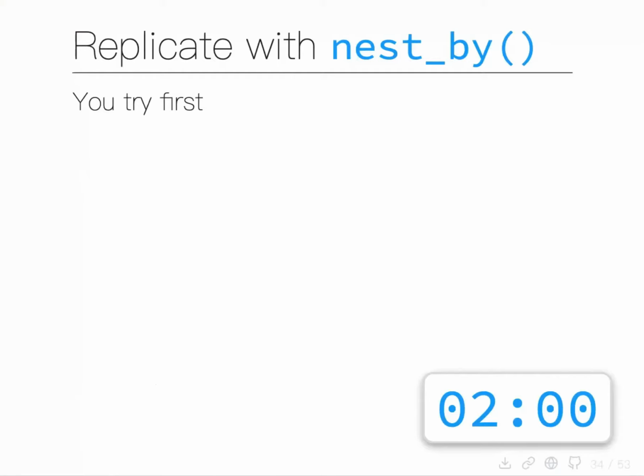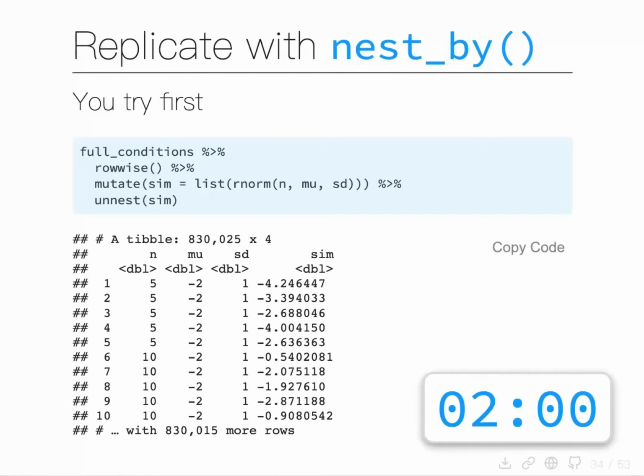Okay. So if we wanted to replicate this with nest by, that would be using a row-wise operation, right? So this is how we would do this here. We would take full conditions, and we would pipe that to rowwise, and that's going to fundamentally change the way that the data frame is working, right? So now every operation is going to happen by row.